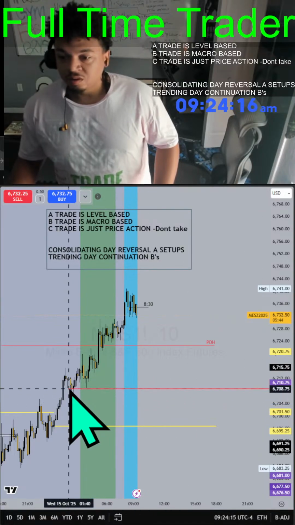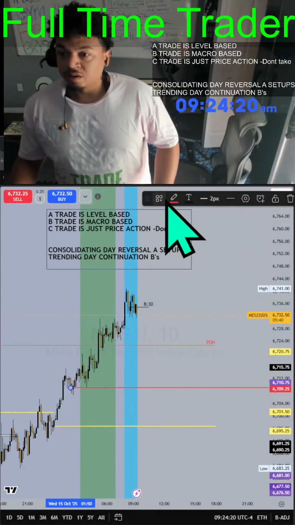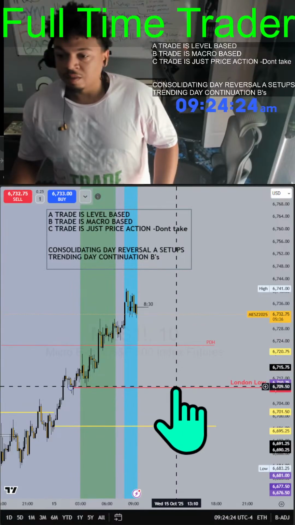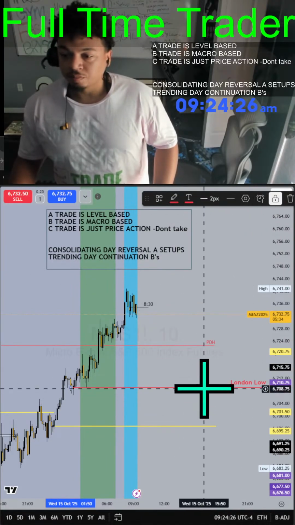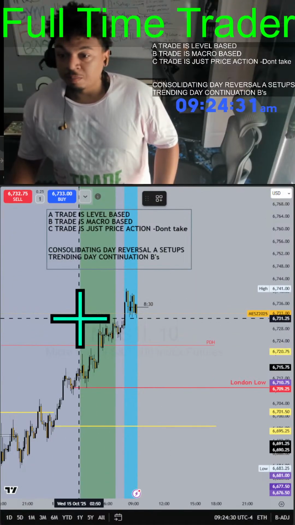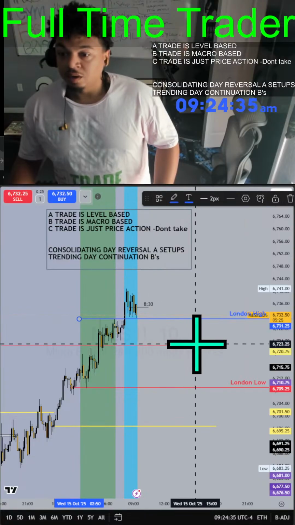So we have London low is the bottom of this green box. This green box identifies London, so we got London low, right? We'll lock that so that way it doesn't move. Then we'll do a London high, which is the top of the green box, so I'll go right there for London high.